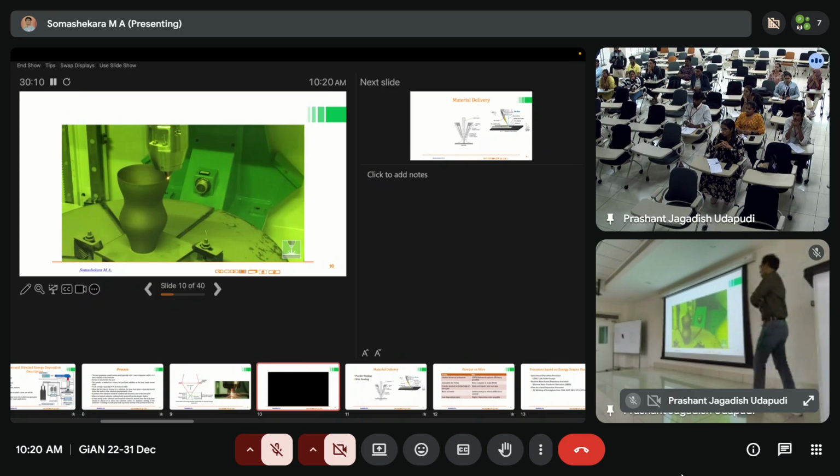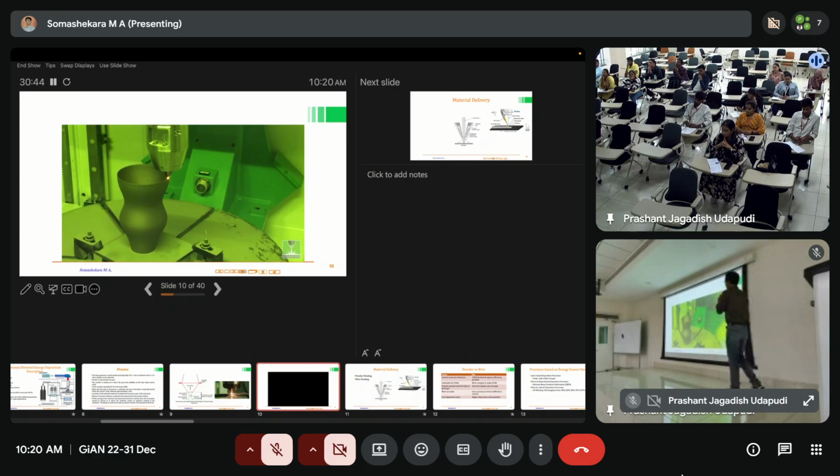Okay, good observation. Any other observations? Right. So as you rightly mentioned, here you can see that the bed is actually moving, and the component is actually rotating, right? So here we don't need to restrict the size or the complexity of the component.